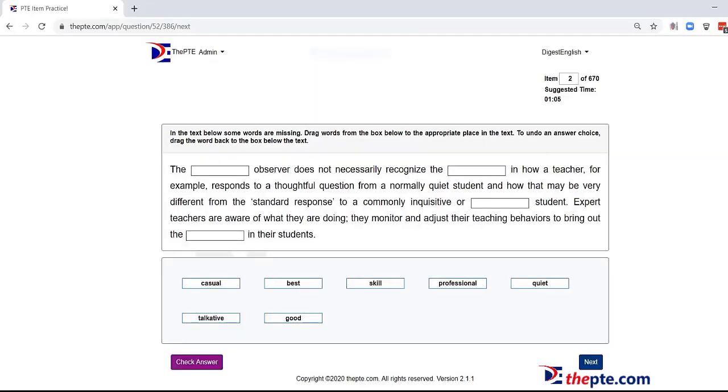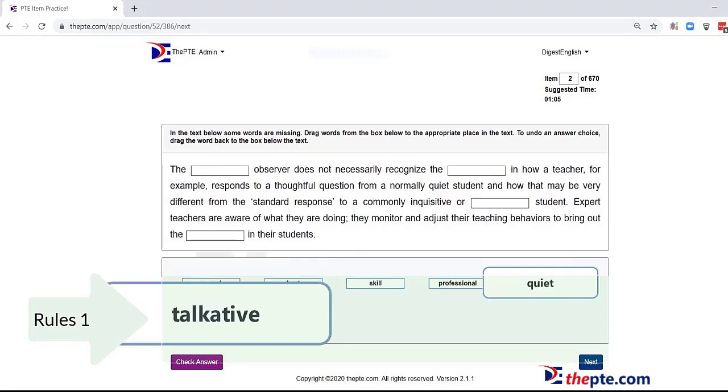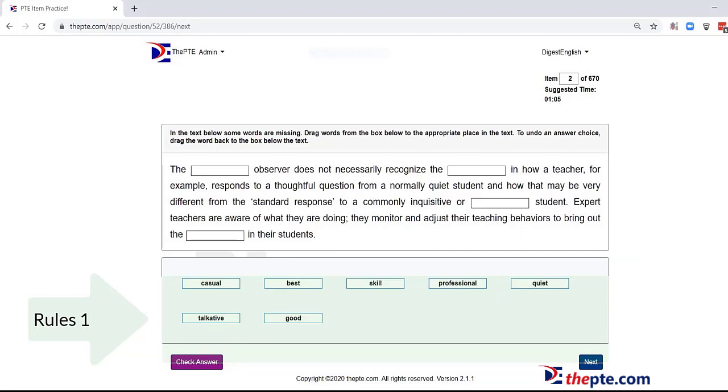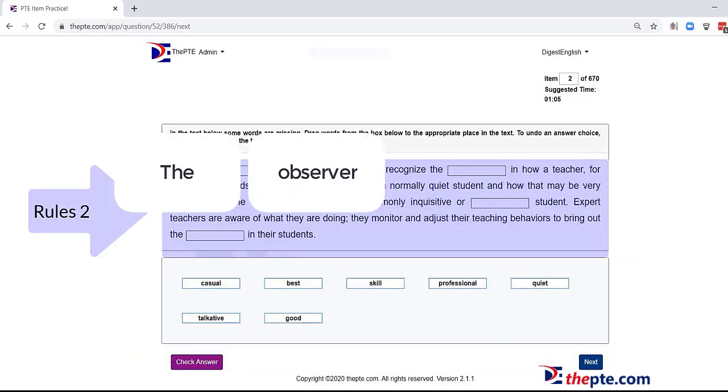Alright, now that you know the basics of the fill in the blanks and the reading test structure, let's talk about the rules that will help you choose the right answer. There are two types of rules. One is related to the words in the option box, and the other is related to the words before and after a gap in the text.